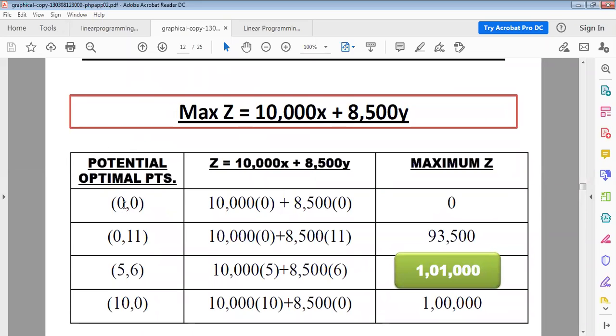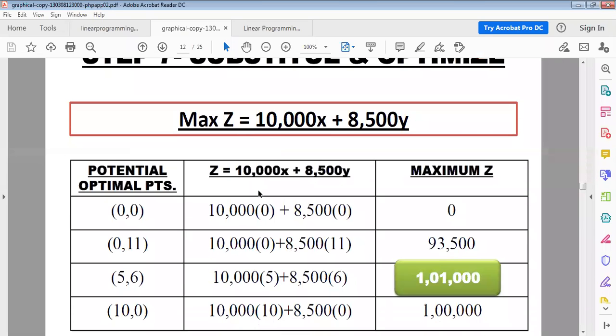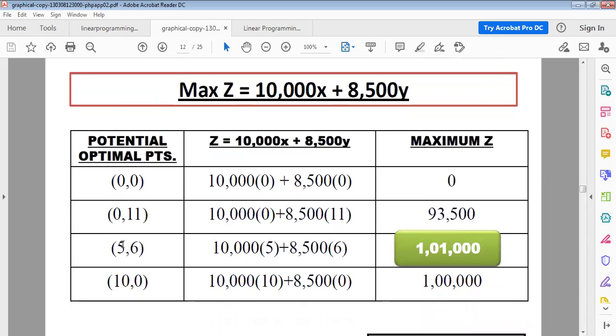The extreme points are (0, 0), (0, 11), (5, 6) and (10, 0). These 4 corner points come from this. Now z equals 10,000x plus 8,500y. This is the objective function. Putting x equals 0, y equals 0, we get z equal to 0. Putting x equals 0, y equals 11 in the objective function, we get 93,500. For x equals 5, y equals 6, we get the objective function equal to 1 lakh 1000.